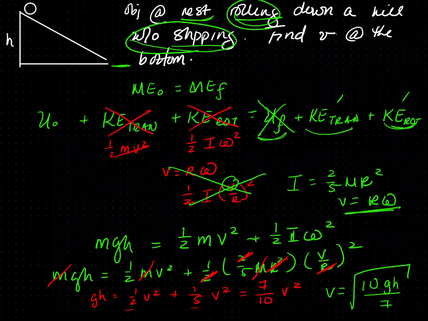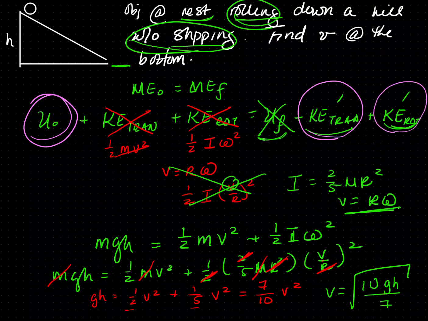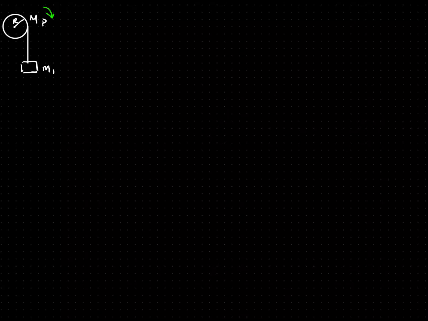So when an object is rolling without slipping, the potential energy will be divided between the translational kinetic energy and the rotational kinetic energy. This problem we did in class before, deriving the tangential acceleration. So I'm going to quickly derive it using the torque formula.